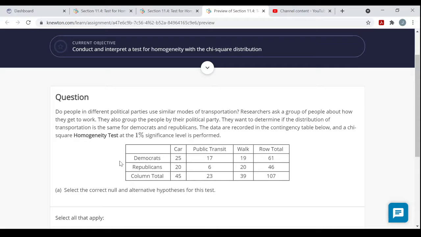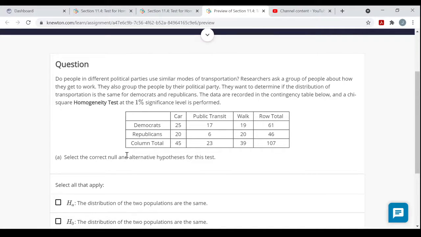This test, however, is determining, does this row, the transportation distribution for Democrats, fit the same distribution as the second row with the Republicans? Do the Democrats and Republicans have the same distribution? So a little different, the statement there, what we're testing. And we're doing this at the 1% significance level.